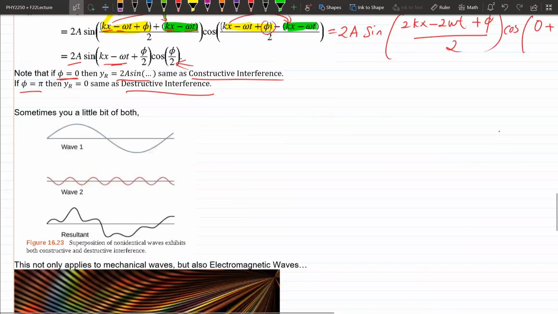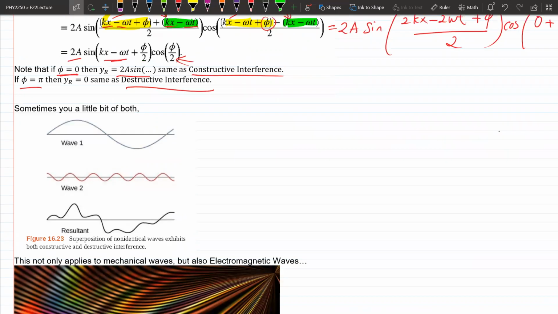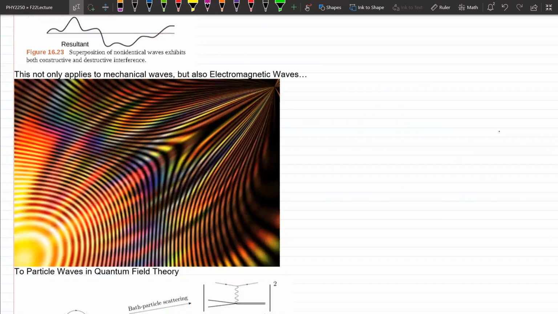All right. And in reality, you actually get a little bit of both. A lot of times, let's say you have some blue wave here and you add the red wave here. If you add these two waves together, you get this funny little wave. You get a little bit of both usually. In reality, this not only applies to waves on a string, the ones we can see, right? It also applies to electromagnetic waves.